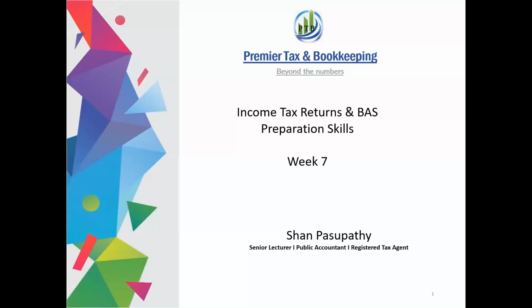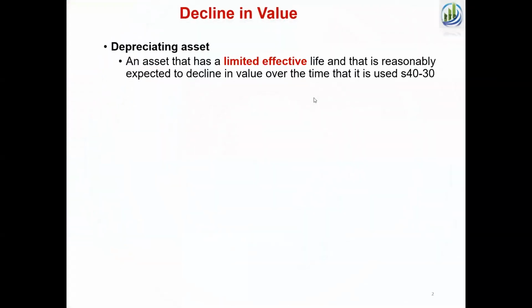All right, we will move into the week 7 depreciation. All right, week 7, we are going to talk today about depreciation, the declining value of assets. An asset has a limited life. It means it's only for a particular period of time that the asset produces assessable income for us. Therefore, the value of the asset will decline over time.